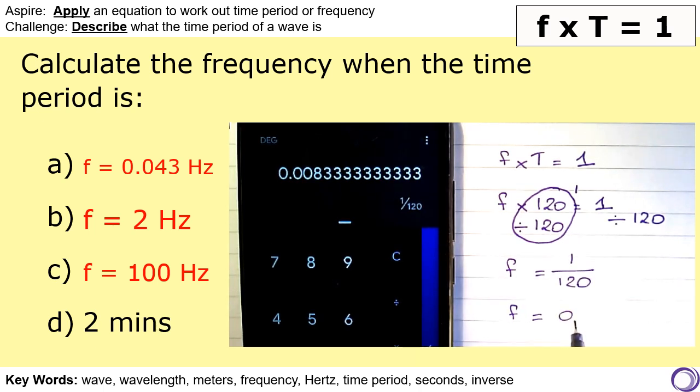So 0.0083. The next number would be a 3, so I don't need to round this up, I need to leave it as it is. So 0.0083 and the unit is hertz.